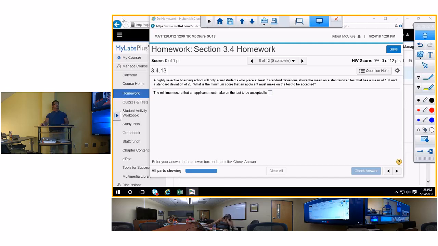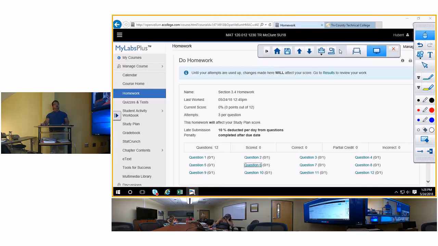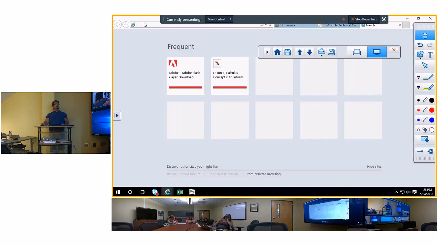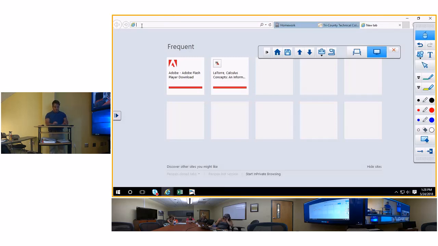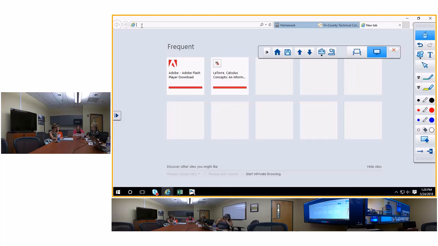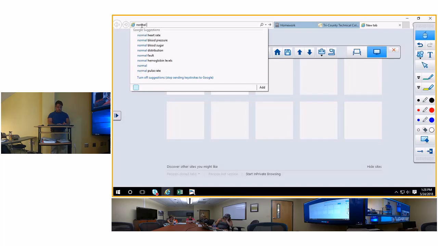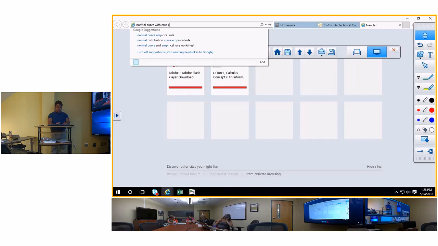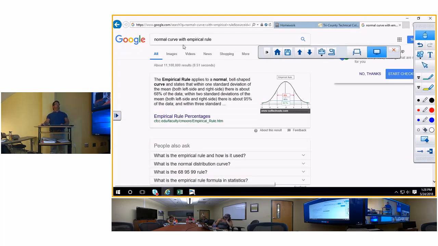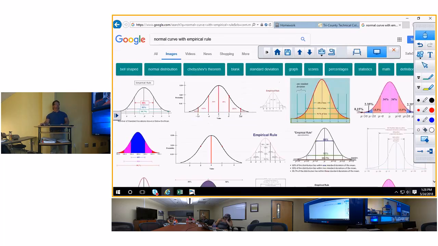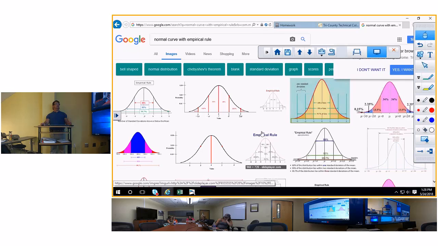Okay, you go to the internet. I don't care where you go. I don't care which engine. And just look up, I forget what it's called, normal curve with empirical rule. And you hit images. See, that's 2 buttons you had to hit. And you had to type in those words. A lot of work, but it's worth it. Now, take your pick. I don't care.